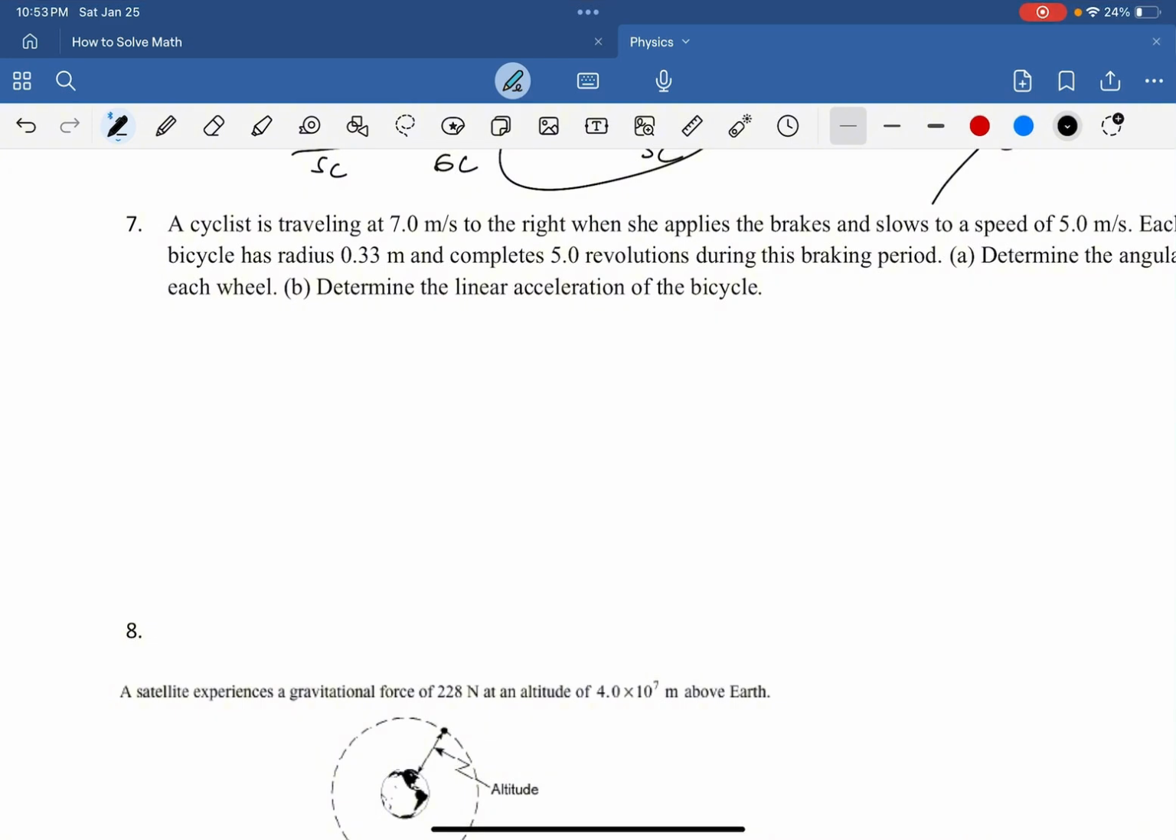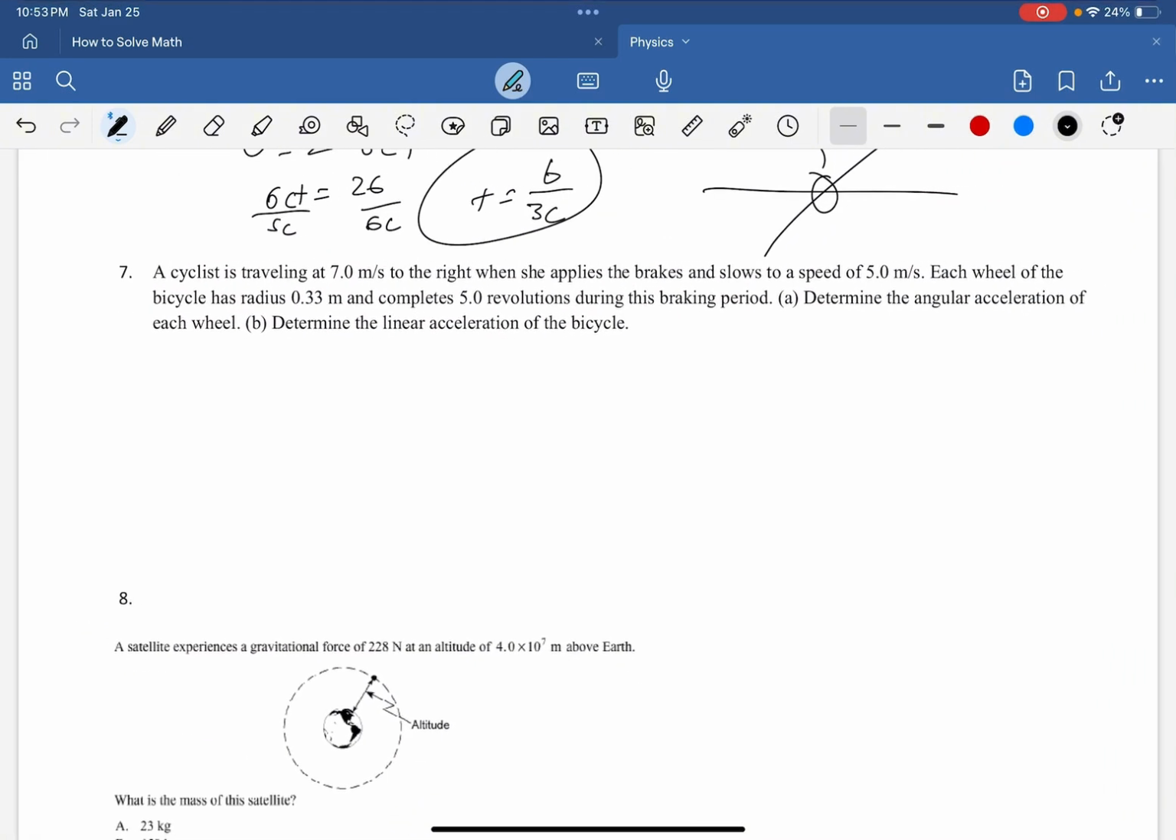Anyways, let's move on to 7. A cyclist is traveling at 7.0 meters per second to the right when she applies the brakes and slows down to a speed of 5.0 meters per second. Each wheel of the bicycle has a radius of 0.33 and completes 5 revolutions during this braking period. Determine the angular acceleration of each wheel.